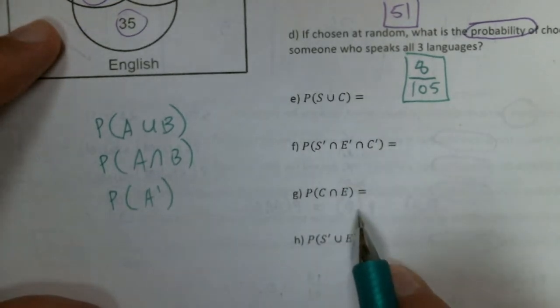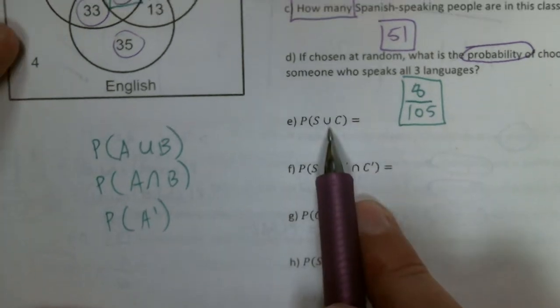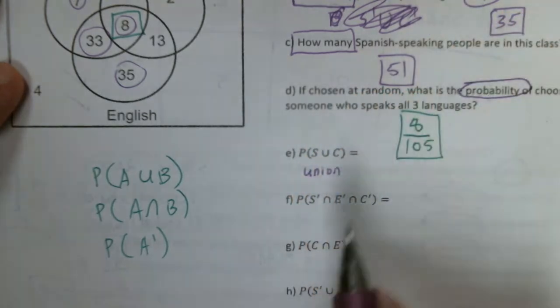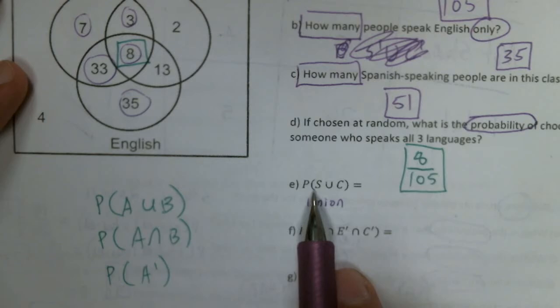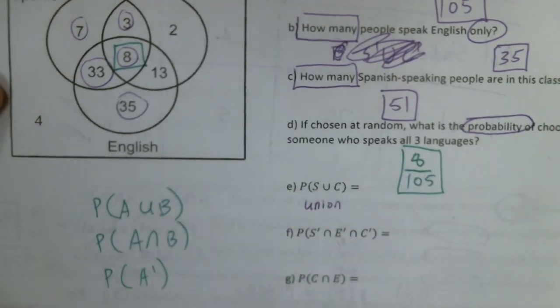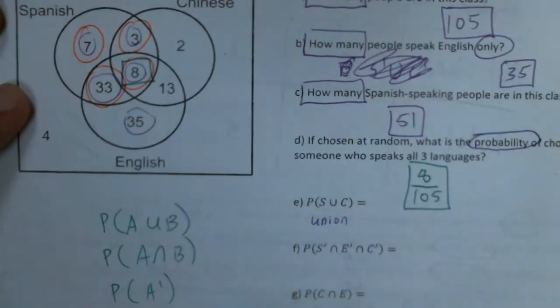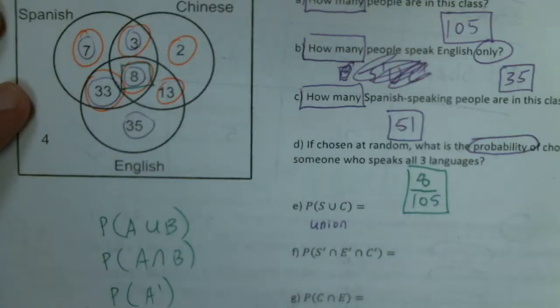When you see the right side up U, that means union. If you can't remember, go back and look at your notes. Union means everything. Give it all to me. Give me everything in S, give me everything in C, give me the overlap, give it all to me. I'll do this in orange. That means everything in S, 7, 3, 8, 33. Everything in S and everything in C, 2, 13.